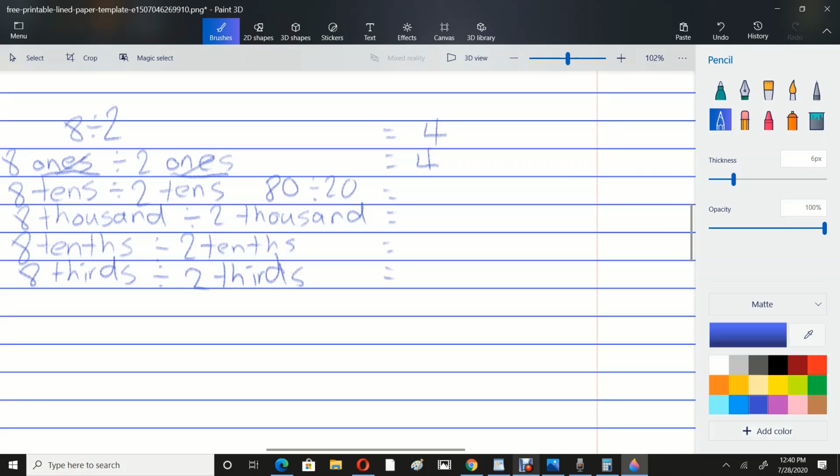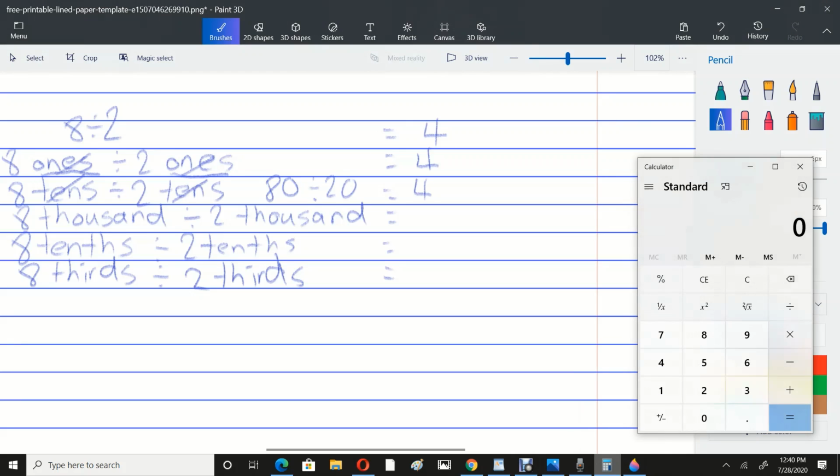What happens when we divide 80 by 20? Well, based on what we're doing here, the units behind them are going to disappear, and we're just going to be dividing 8 by 2, which is going to get us 4. Now, before you start questioning me, let's go and double check that.